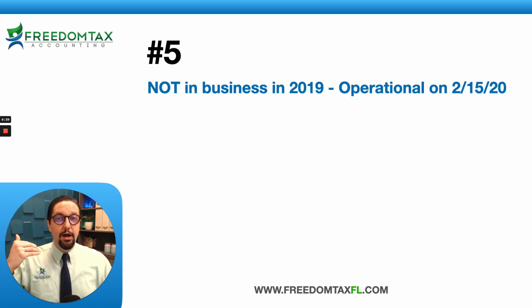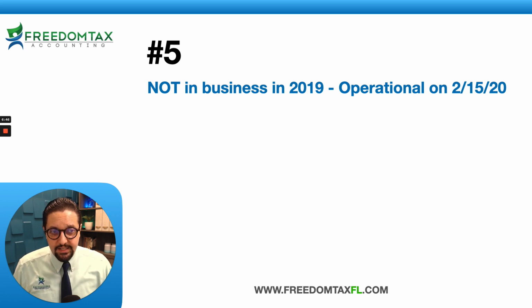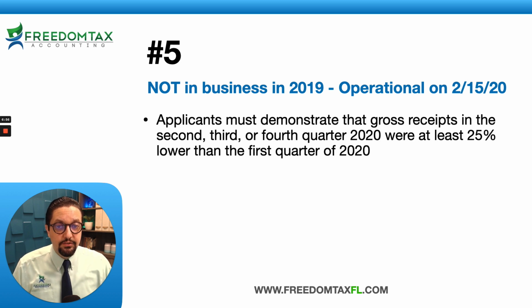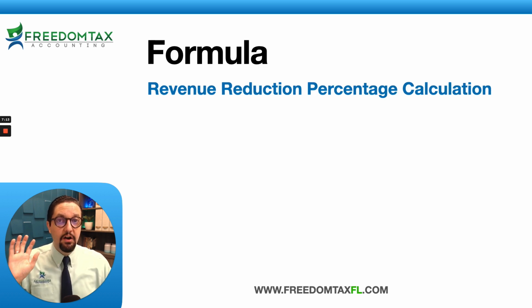Now, the fifth way you can show revenue reduction is if your business was not operational in 2019, but it was operational at least by February 15th of 2020. If this is your case, you must demonstrate that your revenue in the second, third, or fourth quarter of 2020 were at least 25% lower than the first quarter of 2020. So those are your 5 options.